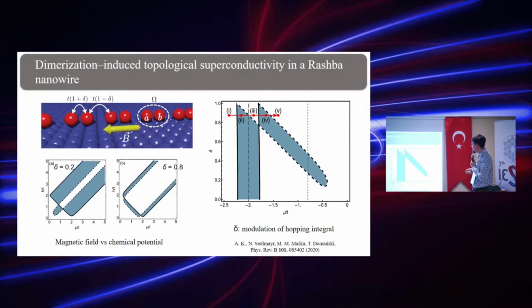And additionally, we can see that this modulation of the hopping integral can have both constructive and destructive effects on the topological diagram. So we can see here this protrusion that allows for the existence of Majoranas at an atypical region. However, if this value is high enough, we can see that there's a near complete depletion of the topological diagram.